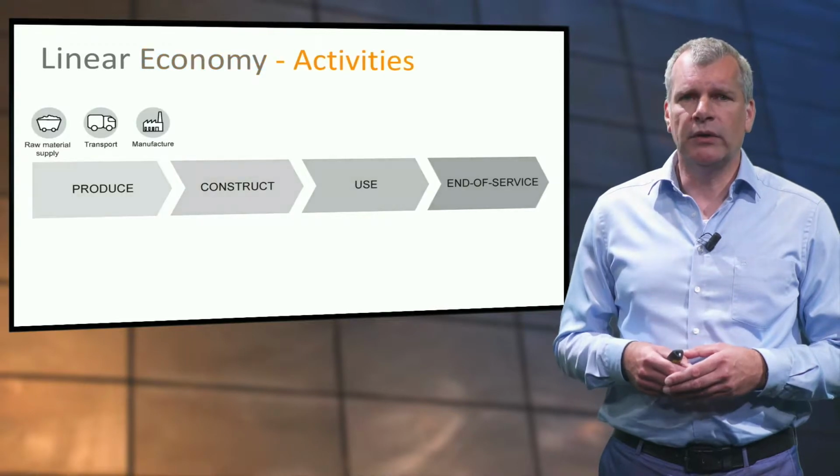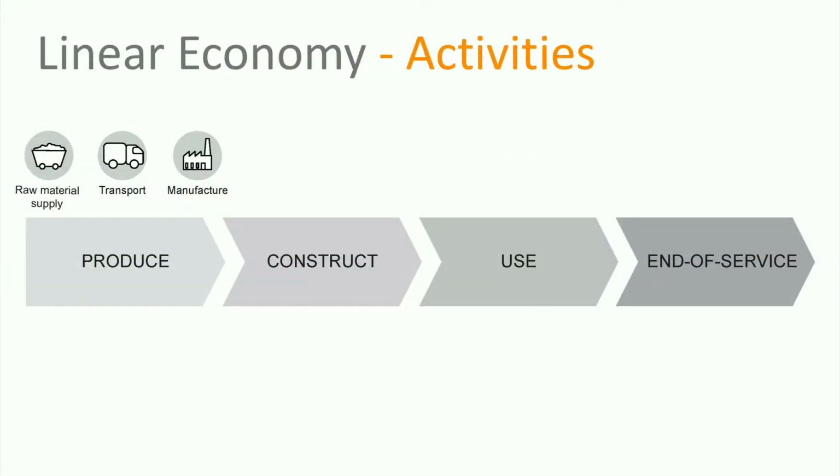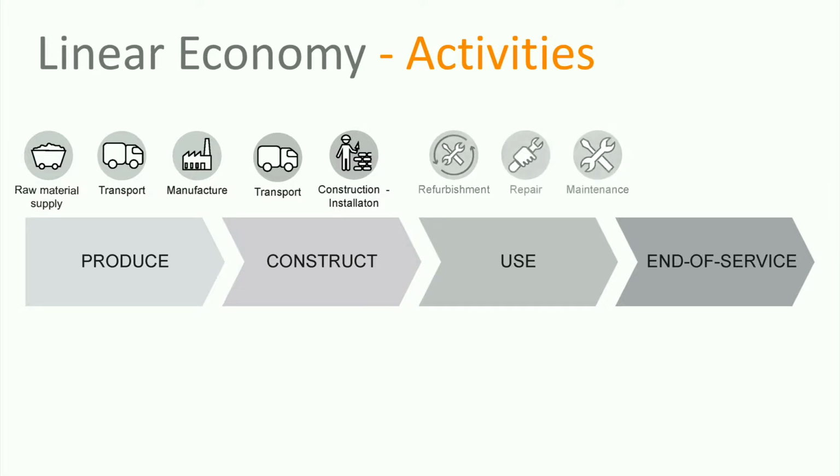Let's go a bit more into detail. Typical activities can be allocated to each of the phases. It starts with raw material supply, transport and manufacturing of products. This is followed by more transportation activities and the on-site construction and installation. During the use phase, we refurbish, repair and maintain buildings. In a moment we will talk more about the definition of these terms and how the activities can be distinguished.